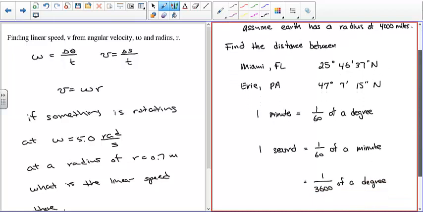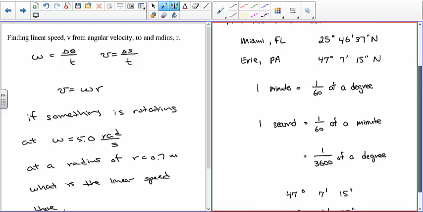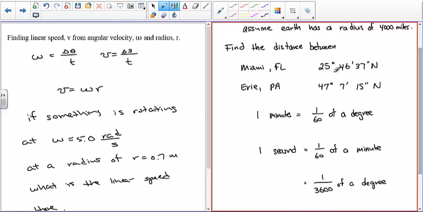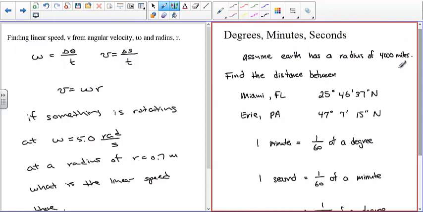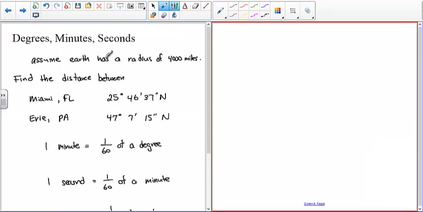But to do these conversions to radians, you have to convert degrees, minutes, and seconds into a decimal, and then you can do the conversion. Now this example is asking: assume the Earth has a radius of 4,000 miles. Find the distance between these two angles. So r is the radius, and this is delta theta, the change in the angle. What we need to do is find the difference between these two and then convert them to radians, and then we can calculate the distance in this case.